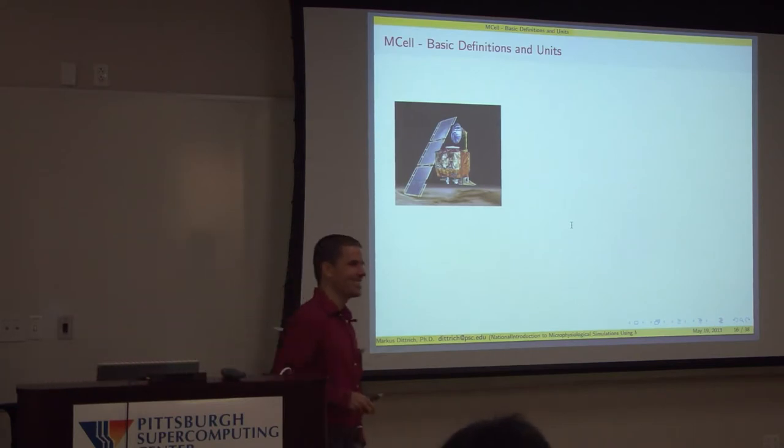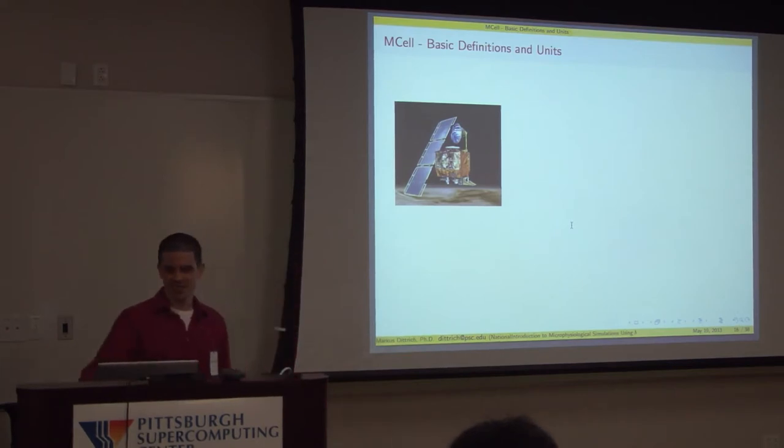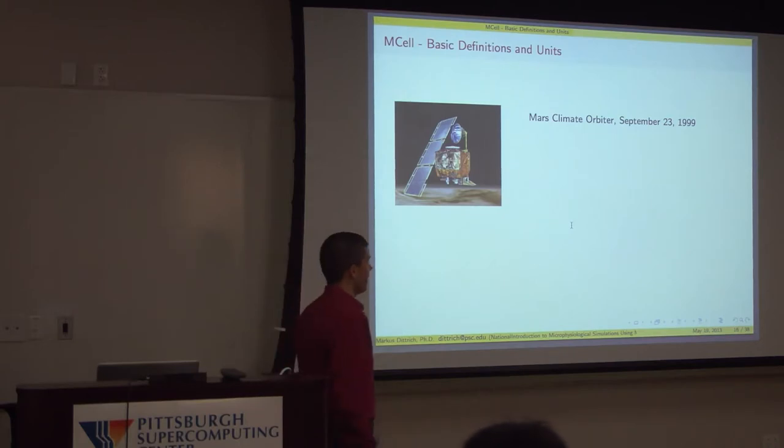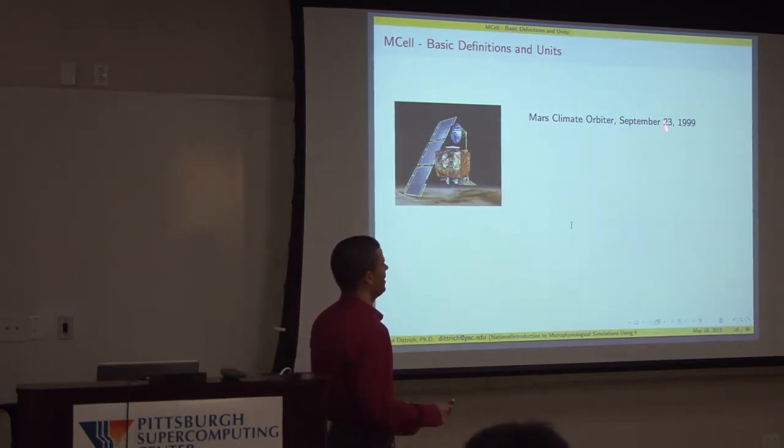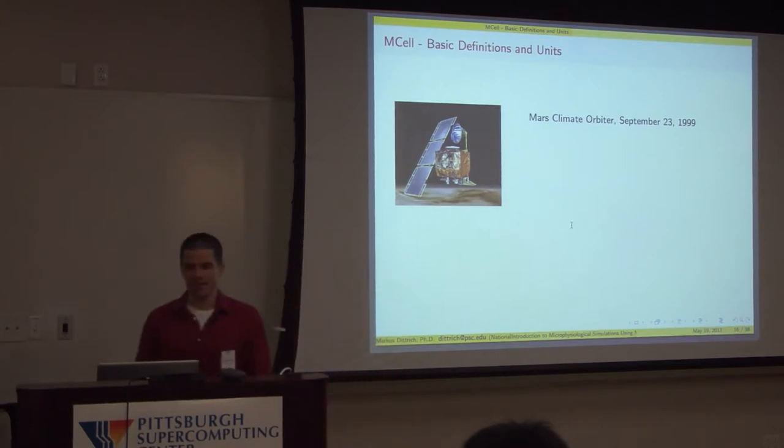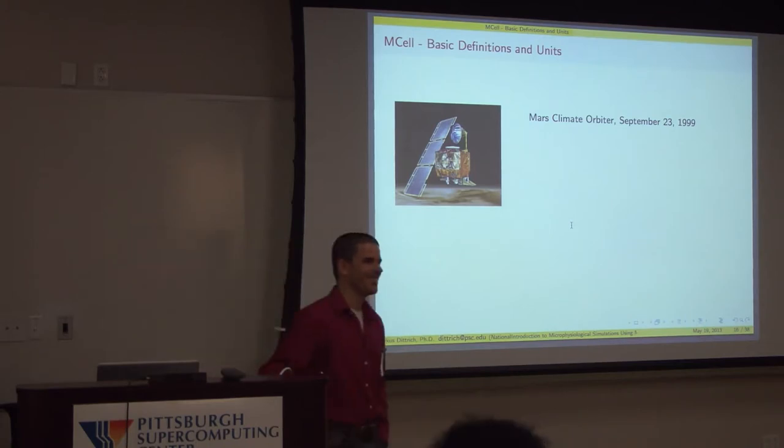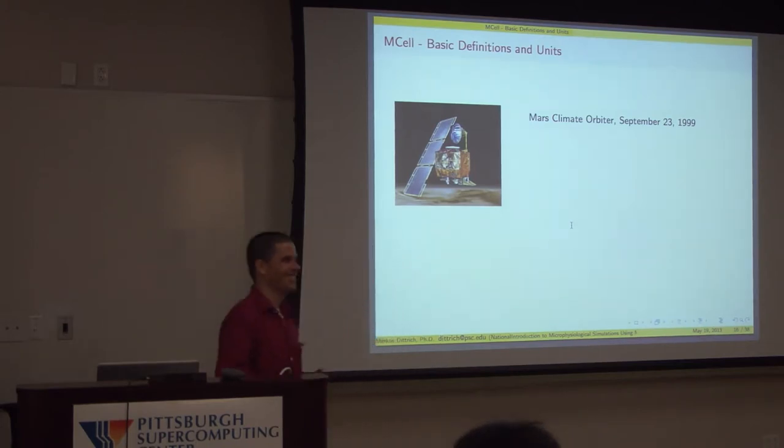It looks like the Mars lander, I think. Yeah, it's a Mars thing. So it's actually the Mars climate orbiter that was lost, crashed, and burned in 1999. And anybody know why? Yes? Units, right. That's the right answer.